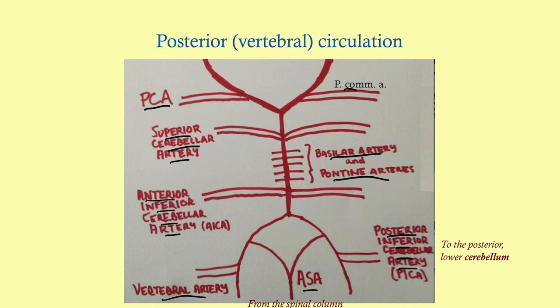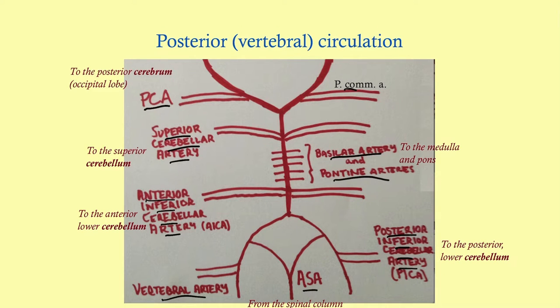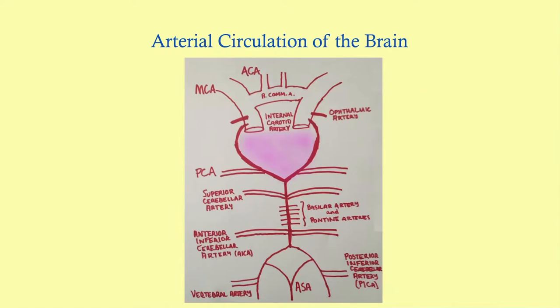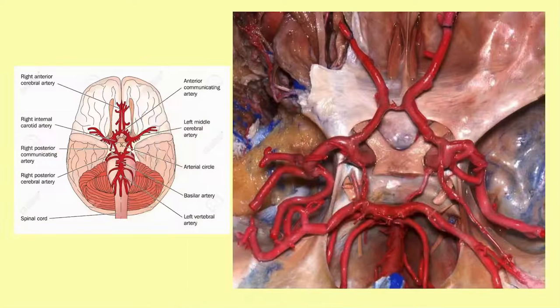So just to recap here, we've got the posterior inferior cerebellar artery, which supplies the posterior lower cerebellum. The anterior inferior cerebellar artery, which supplies the anterior lower cerebellum. The basilar artery and pontine arteries, which supply the medulla and the pons. The superior cerebellar artery, which supplies the superior cerebellum. And the posterior cerebral artery, which supplies the posterior cerebrum, namely the occipital lobe. All right, and this is just kind of a recap here.